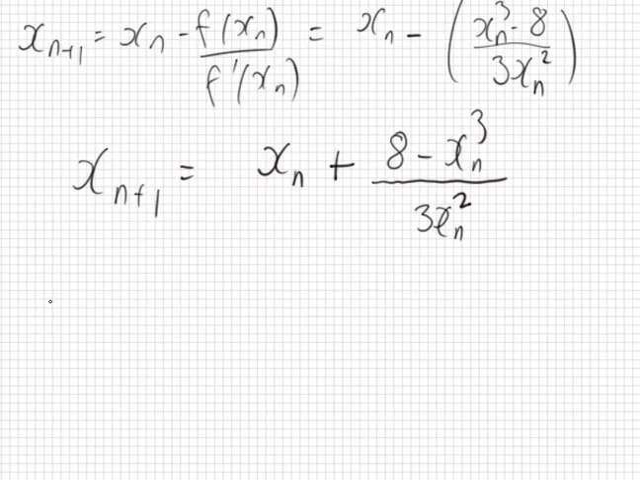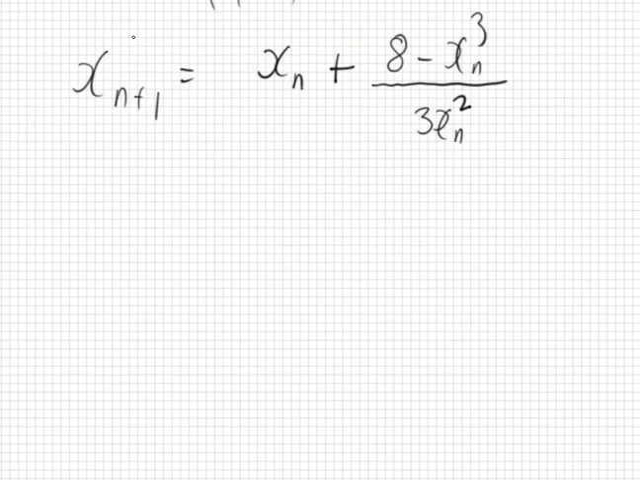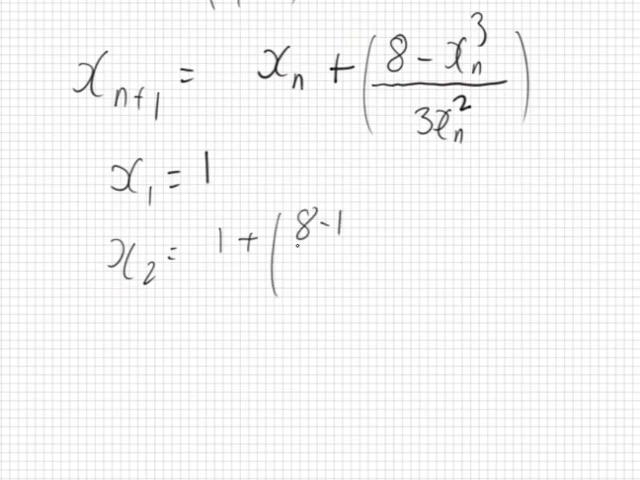Right, so, can you see what the answer is here? Well, it doesn't matter if you can't. So let's start with any number and see what we end up with. So let's start with x1 equals 1. Then x2 would equal 1 plus 8 minus 1 over 3. So that'd be, what's that? 1 plus 7 over 3. Yeah? That's 10 over 3?